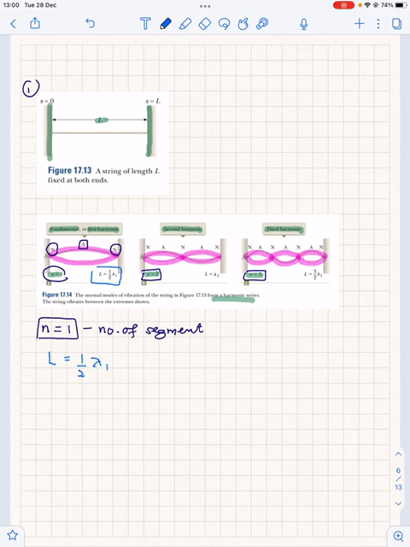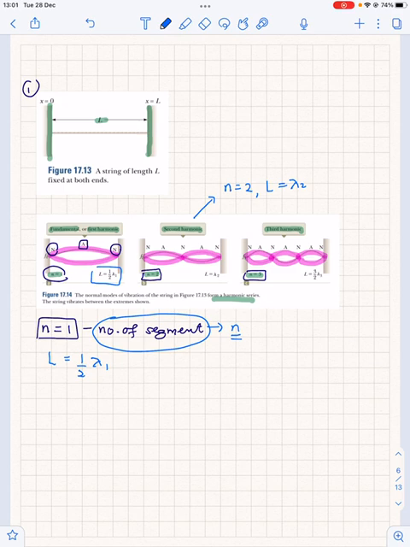Again, what is lambda? I hope you still remember that lambda is the wavelength. And how do we know the length here equals half lambda? Please take a look at the second segment. Before I forget, the number of segments is referring to N. For the second harmonic, we have number of segments N equals 2, and the length equals lambda 2. For the first harmonic, we have one segment, and the length L equals 1 over 2 lambda 1.